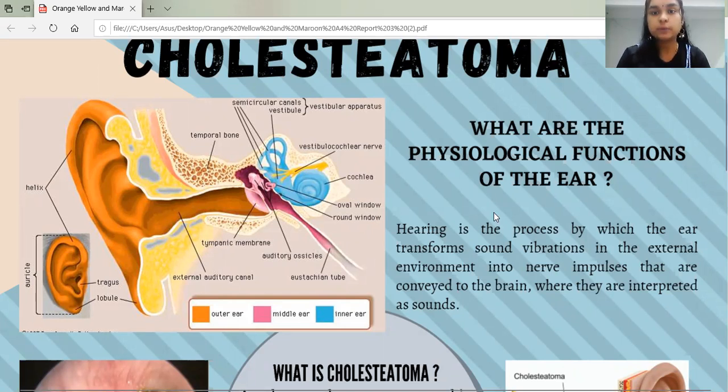Hearing is the process by which the ear transforms sound vibrations in the external environment into nerve impulses that are conveyed to the brain, where they are interpreted as sounds.